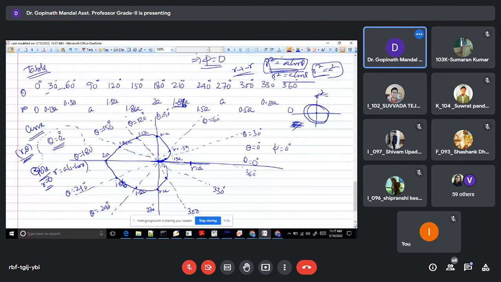Symmetry about the origin is called symmetry about the pole. This is the pole, r equal to 0 here. If it's symmetric about the pole, it will be symmetric about a circle. I am telling you that for all curves, r equal to 0 is the pole, which means the origin is the pole. In every case, the origin is the pole.